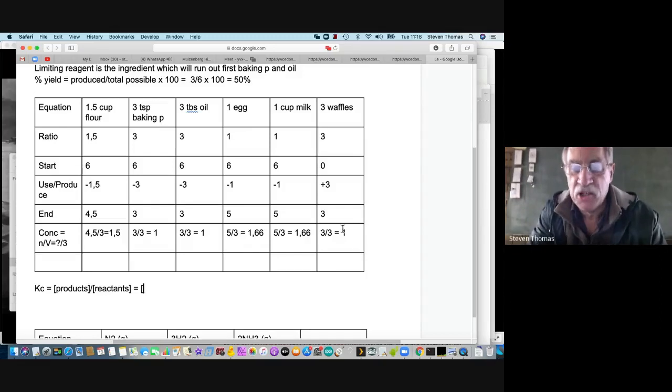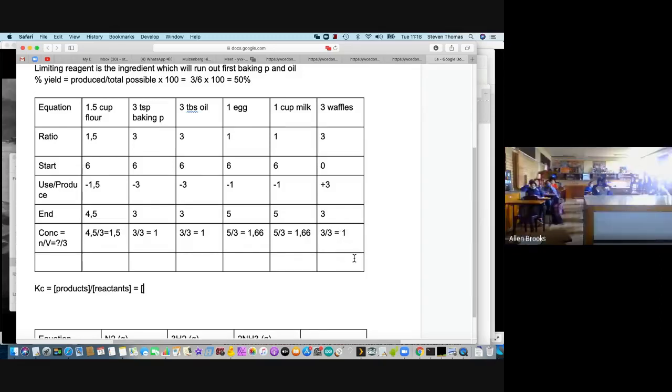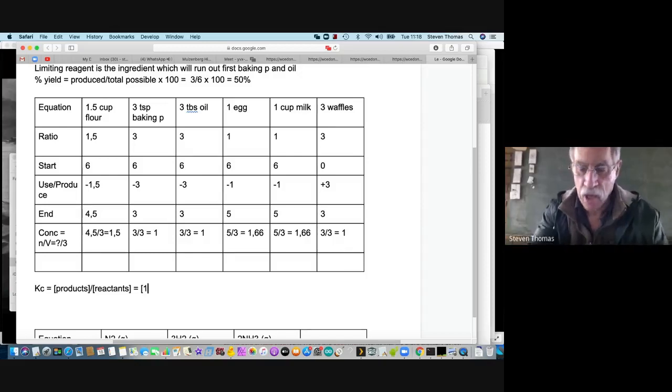What is the concentration of waffles? 1. And you have to raise it to the power of 3. I don't know how I can write that on this. I'm just going to have to type a 3 there, but it's supposed to be raised to the power of 3. Divided by, okay, now we have to type in all these ingredients, all the reactants raised to their powers.